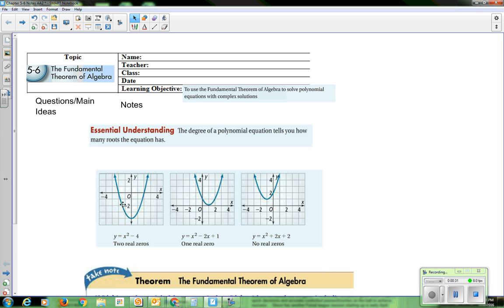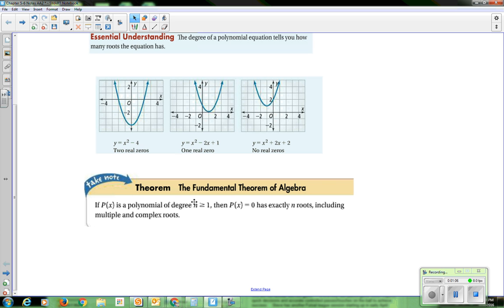For example, here's a parabola. When you have a parabola with a vertex below the x-axis with a positive coefficient, you end up with two real roots. When your parabola has a vertex that is on the x-axis, you have one real zero. And when you have a positive coefficient and your parabola is above the x-axis, you have no real zeros.